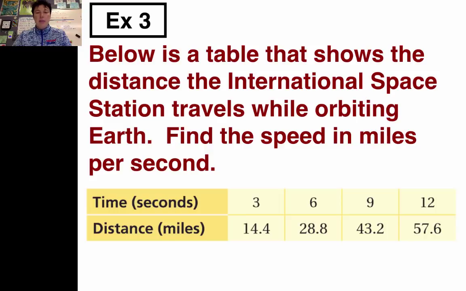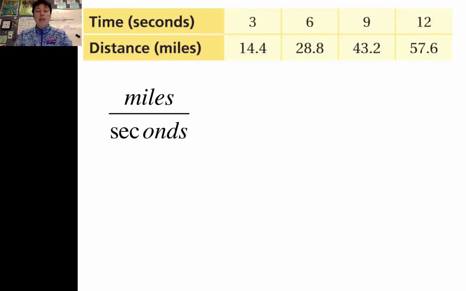Okay, so we've got a table with time in seconds and distance in miles. In 3 seconds, the distance that the International Space Station can go is 14.4 miles. Wow, in 3 seconds it goes 14.4 miles. That's amazing. In 6 seconds, it goes 28.8 miles. Wow. Okay, and then 9 seconds and then 12 seconds. All right, we're going to make a ratio of the miles per second. So it can go 14.4 miles in 3 seconds. That's its speed, that's its rate.